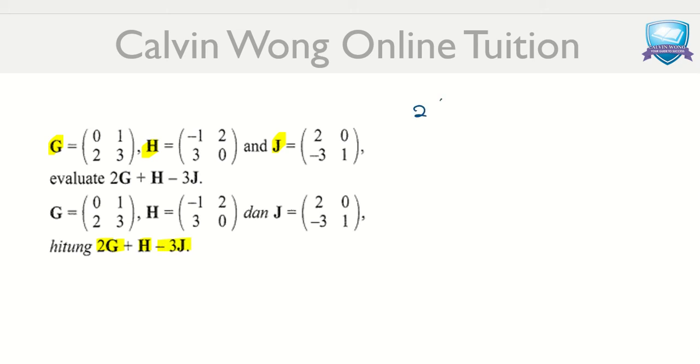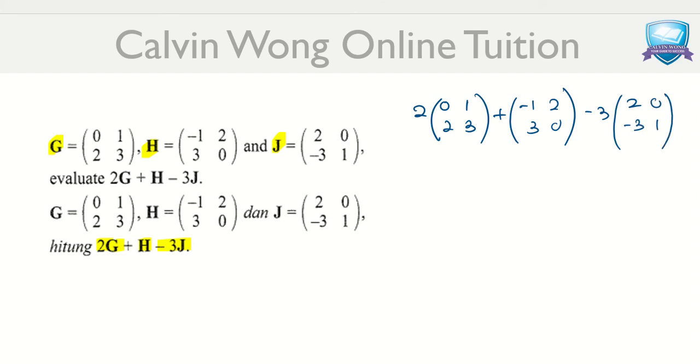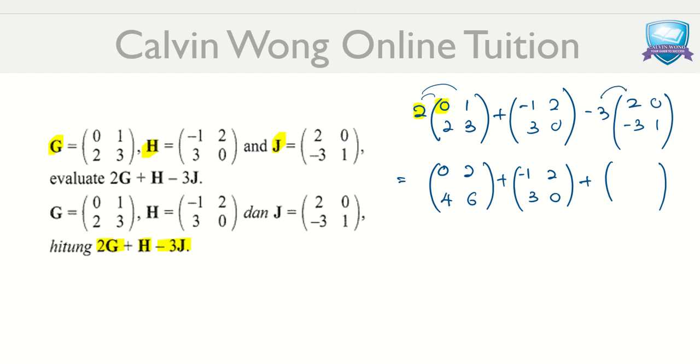It is 2 times G, which is 0, 1, 2, 3, plus H. H is negative 1, 2, 3, 0. And then minus 3 times 2, 0, negative 3, 1. First of all, let's multiply. 2 times 0, we get 0. 2 times 1, you get 2, 4, and 6. Plus negative 1, 2, 3, 0. Negative 3 times 2 is negative 6, 0, 9, negative 3.